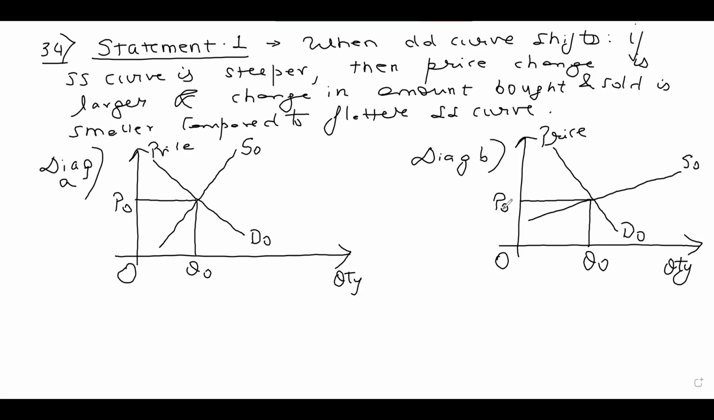Now, when the demand curve shifts, suppose I assume in this question that the demand increases. So suppose the demand curve shifts to the right. So from D0, it becomes D1. And the demand has gone up by an equal amount in both the diagrams. What happens?